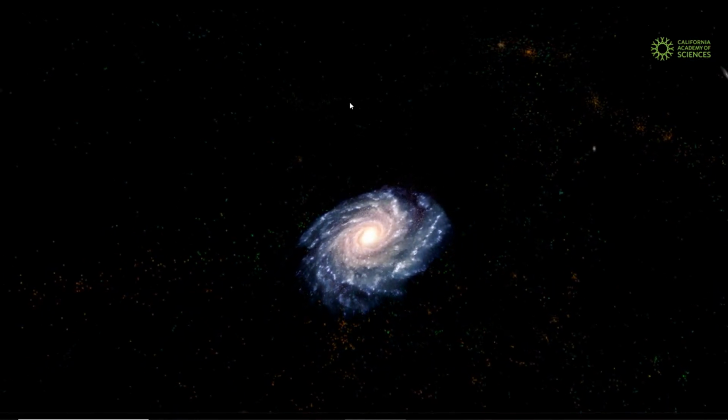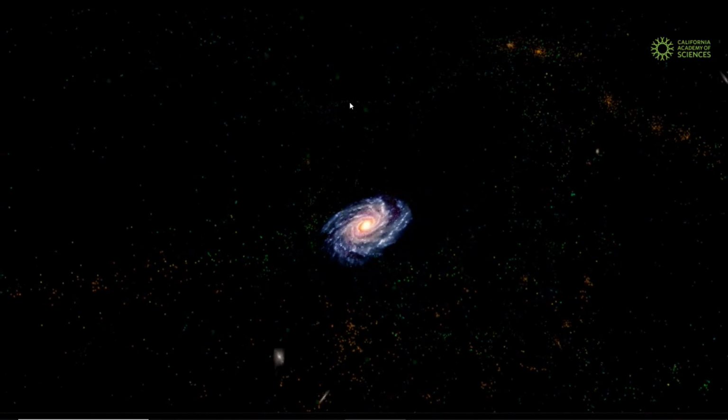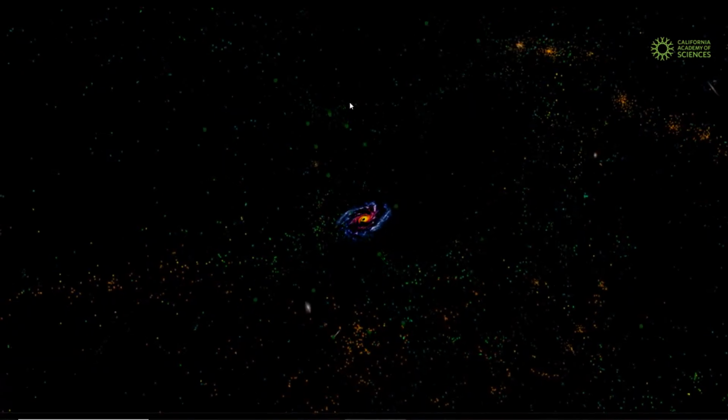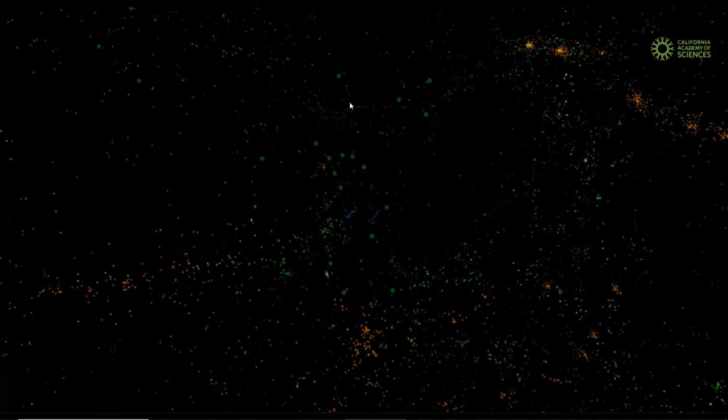I said other spiral galaxies. Our galaxy is far from the only one. So as you see these technicolor dots start to appear, these are not stars. Each of these dots marks the location where astronomers have found another galaxy.